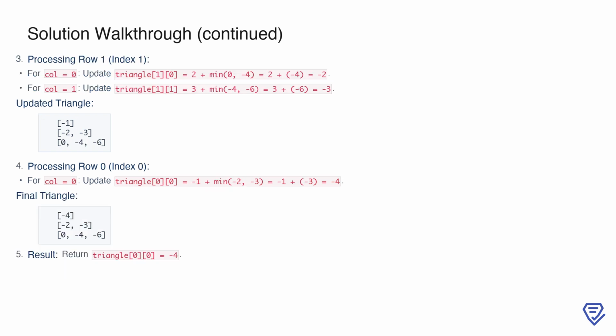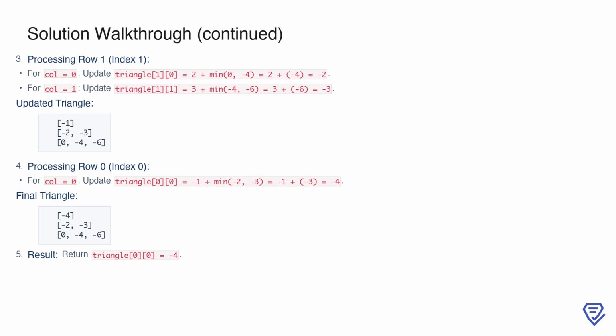Next, we process row 1. For column 0, triangle[1][0] is updated to 2 plus the minimum of 0 and -4, resulting in 2 plus -4 equals -2. For column 1, triangle[1][1] is updated to 3 plus the minimum of -4 and -6, which is 3 plus -6 equals -3. The triangle becomes -1, -2, -3, 0, -4, -6.